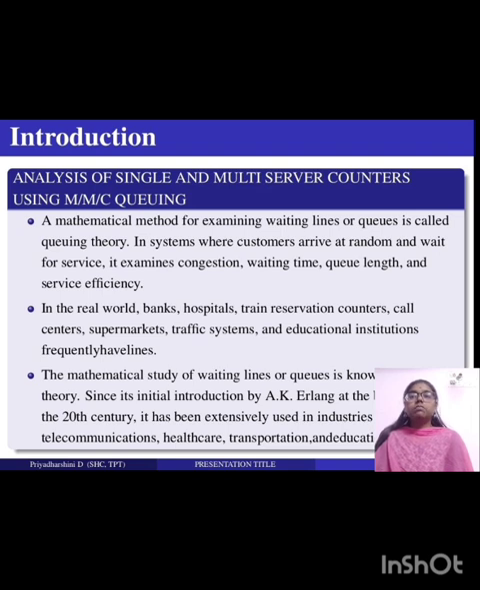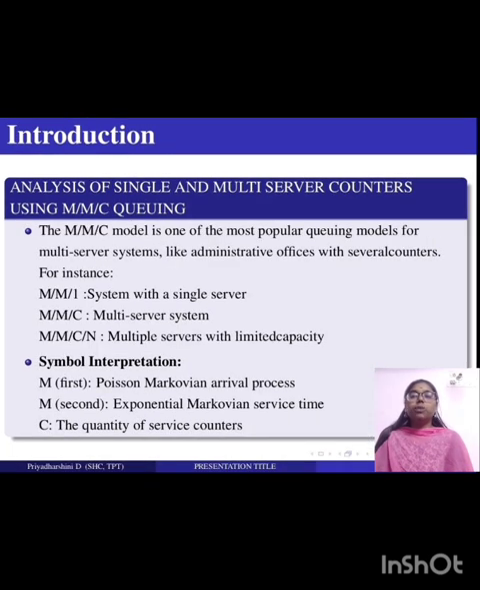Next we go to the M/M/C model, one of the most popular queuing models for multi-server systems like administrative counters with several counters. M/M/1 is a system with a single server, M/M/C is a multi-server system, and M/M/C/N is a multi-server system with limited capacity. Symbol interpretation: the first M refers to the Poisson-Markovian arrival process, the second M refers to the exponential Markovian service time, and C refers to the quantity of service counters.